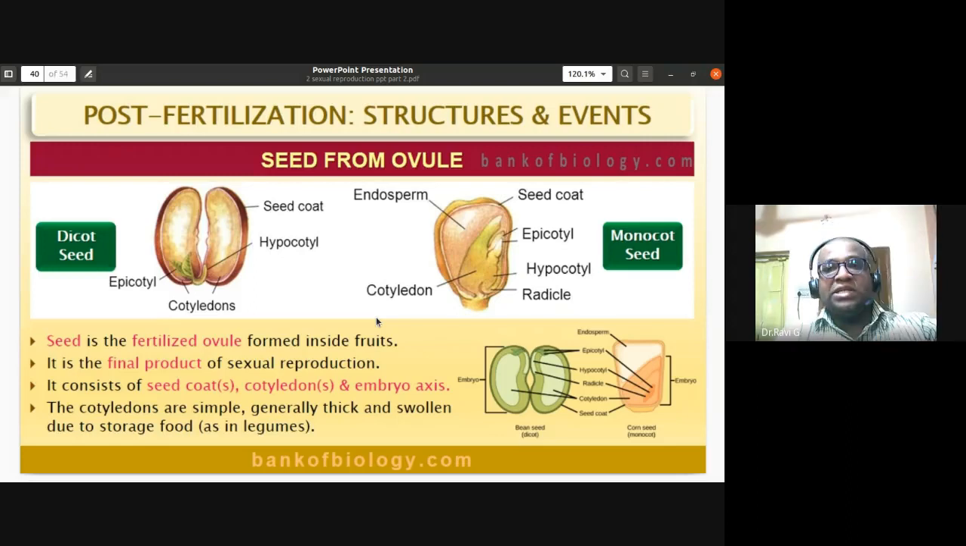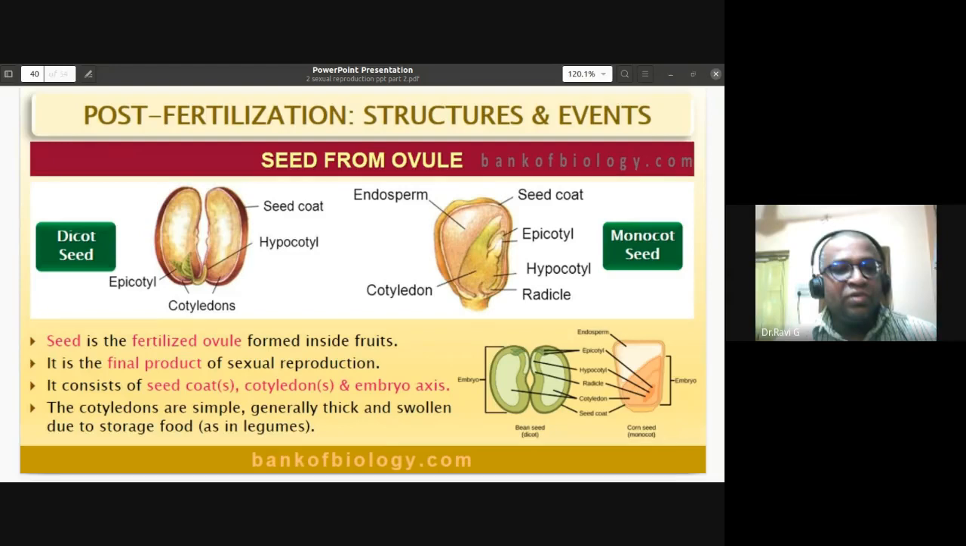So what is the definition of seed? It is a fertilized ovule which is formed inside the fruit. You know that the ovary develops to form the fruit. Ovule is going to develop to form the seed. So the seed is the final product of sexual reproduction. You should understand that the seed is the fertilized ovule, the final product of sexual reproduction.